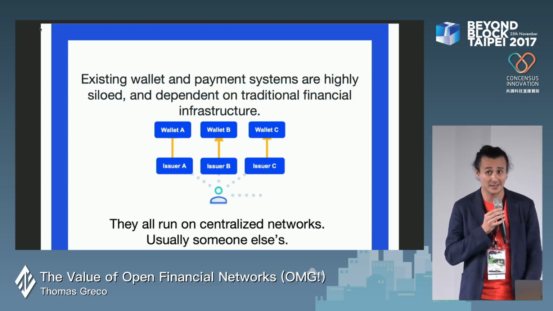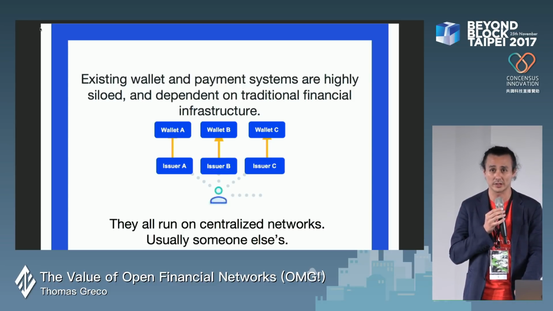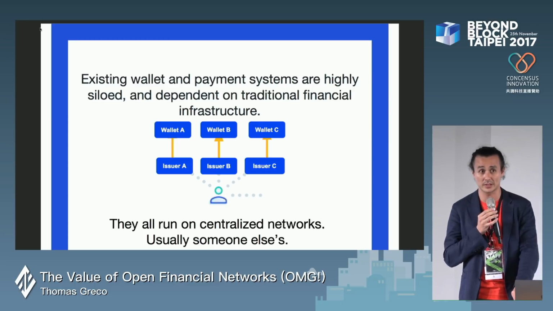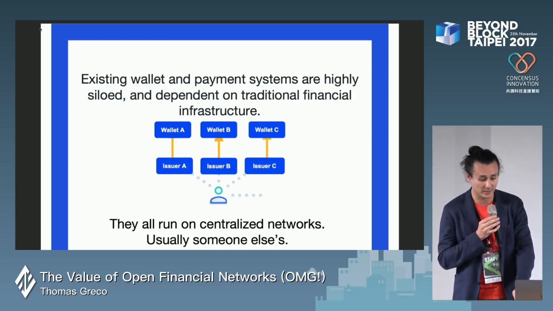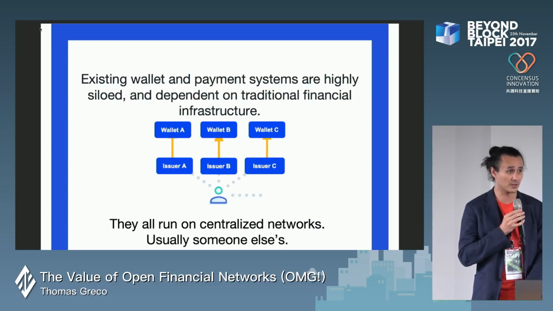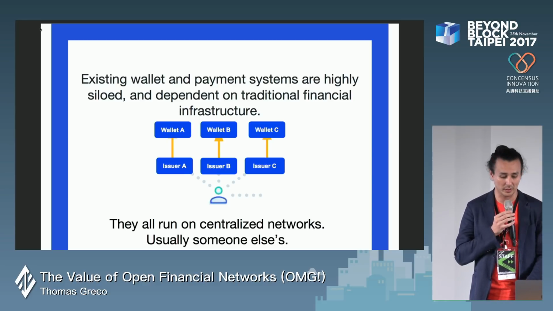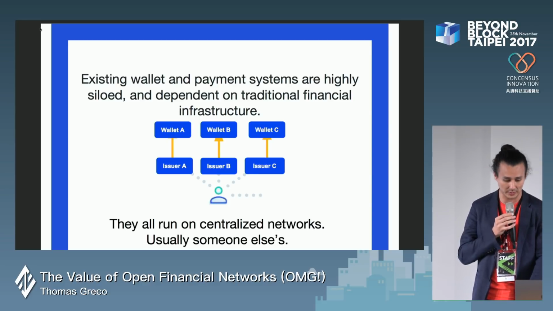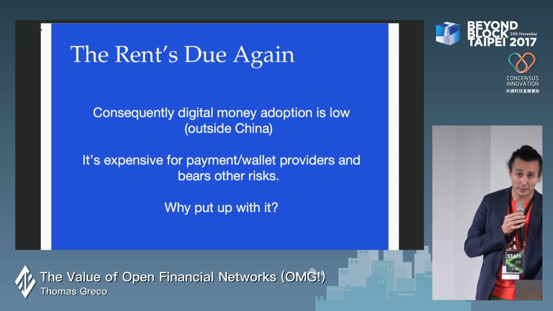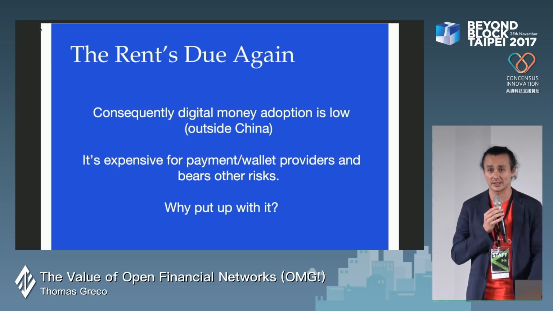And essentially, there are many, many proximate causes for this, but you can trace them all back to the same root cause, which is that there is some centralized network or another that all these wallets are running through as the rails. And usually they are not owned by the wallet provider. They are somebody else's centralized network. And for this reason, digital money adoption is quite low, with the exception of China.